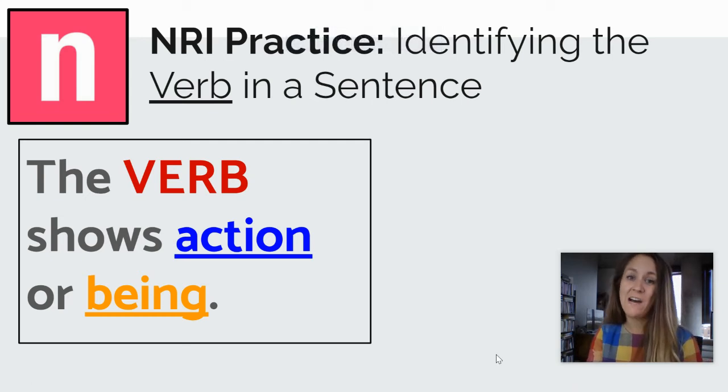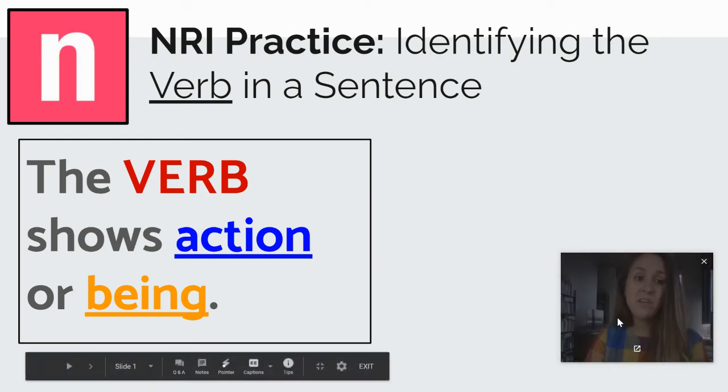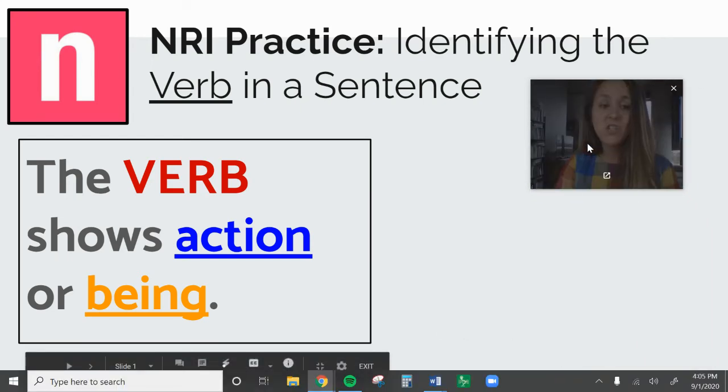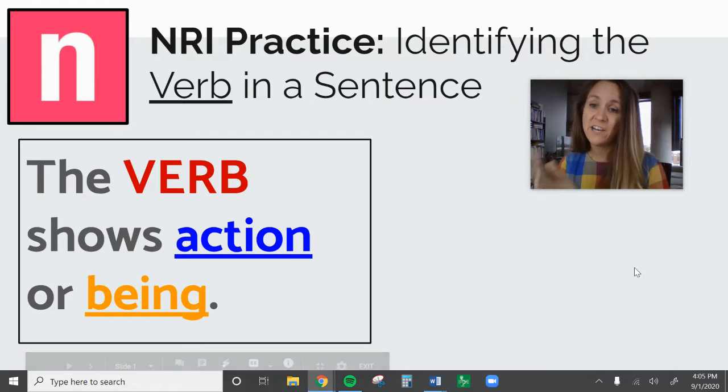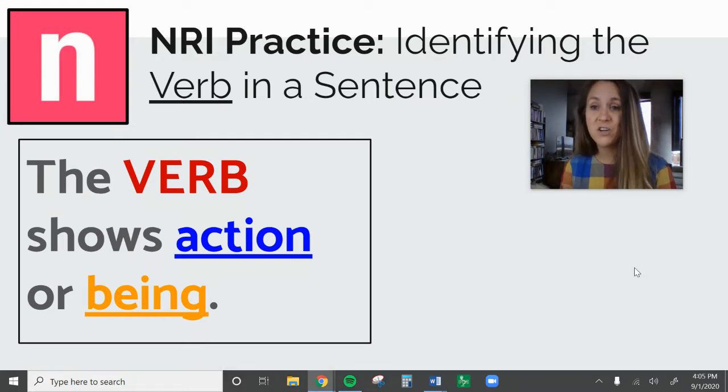I'm going to walk through how to identify the verb in a sentence. I'll go through a few rules with you, and then we'll do a couple of the practices on NoRedInk. So the important thing to remember is that the verb shows action or being. So action verbs show action, and be verbs show being.